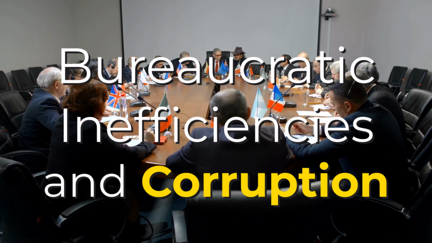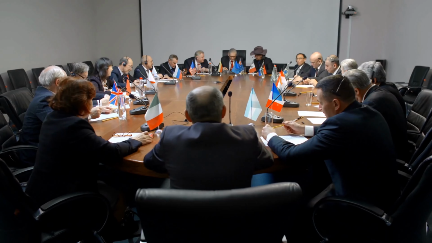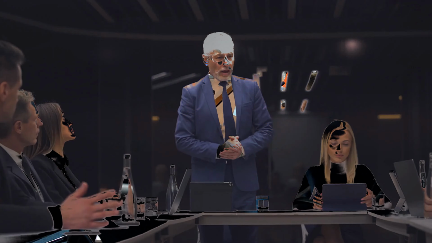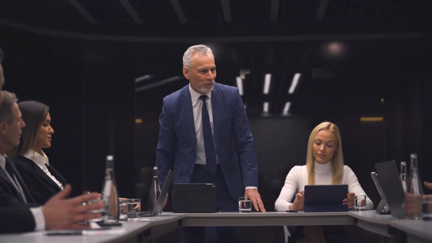Bureaucratic inefficiencies and corruption. The UN's large bureaucracy has often been criticized for inefficiency, waste, and corruption, undermining trust in its operations. Complex procedures and a lack of accountability mechanisms exacerbate these issues.